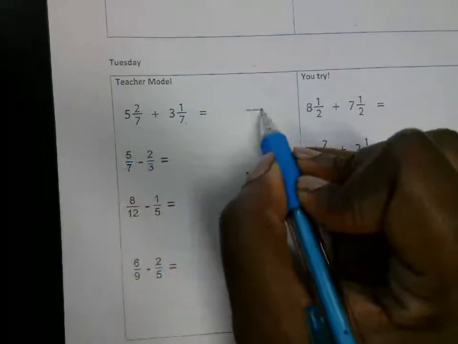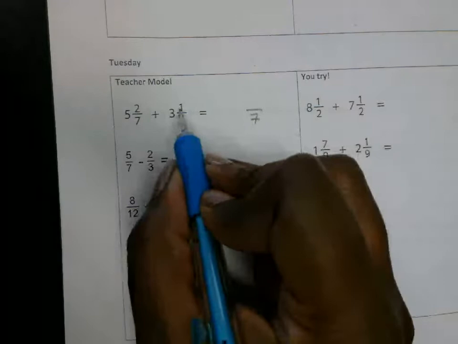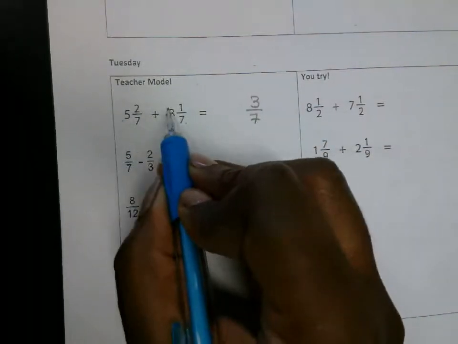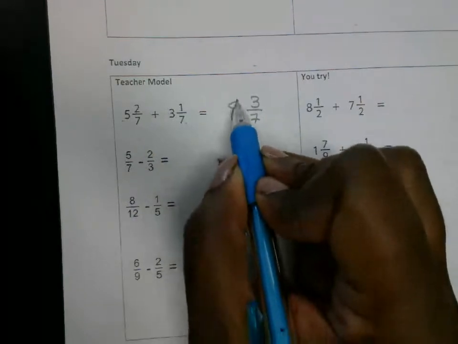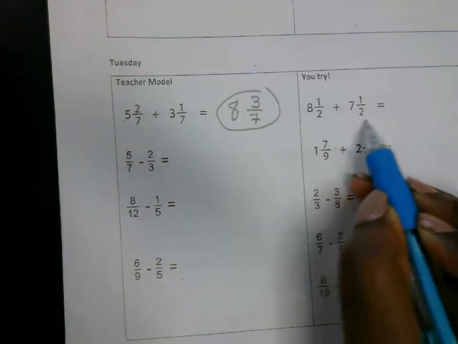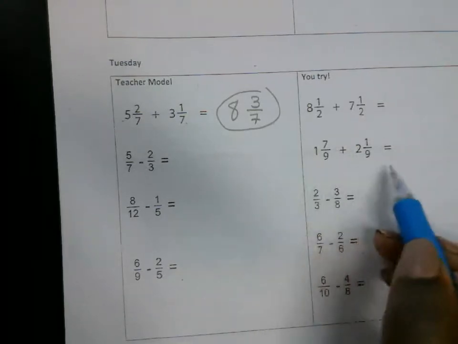So we got 7, and we add our numerators. That's 3. Then we add our whole numbers, 5, 6, 7, 8. Use fingers and toes. This is our answer. You're going to do the same thing over here, okay?